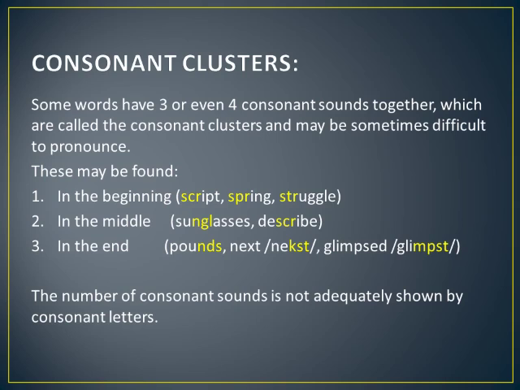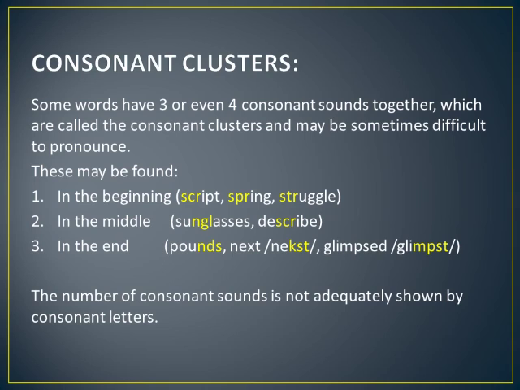So we have talked about the classification of consonants, and now we are coming to the consonant clusters. So what are consonant clusters? Some words have 3 or even 4 consonant sounds together, which are called consonant clusters, and may sometimes be difficult to pronounce. These may be found, number 1, in the beginning, number 2, in the middle, and number 3, in the end.